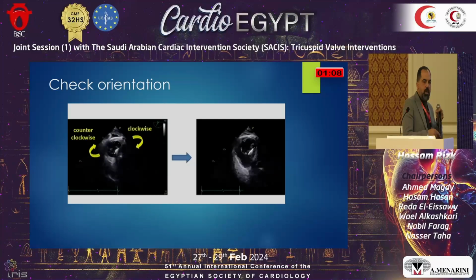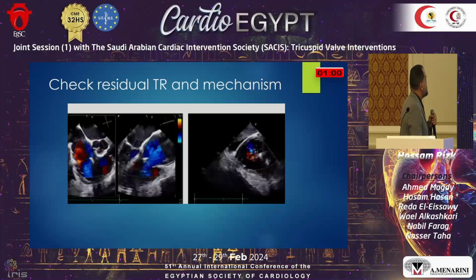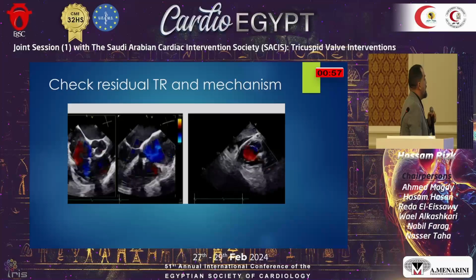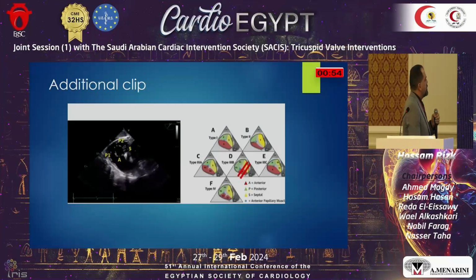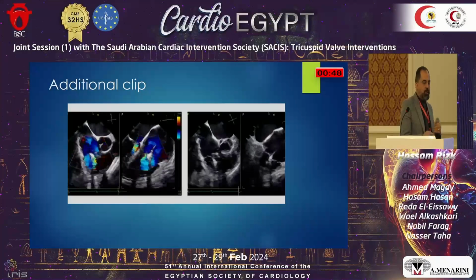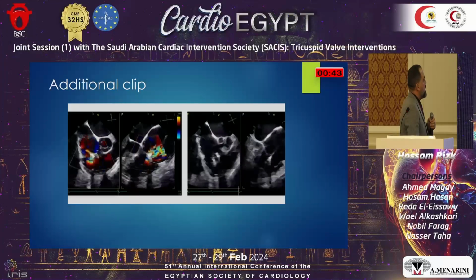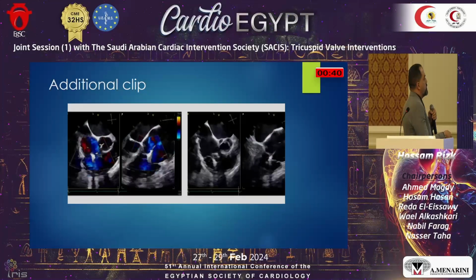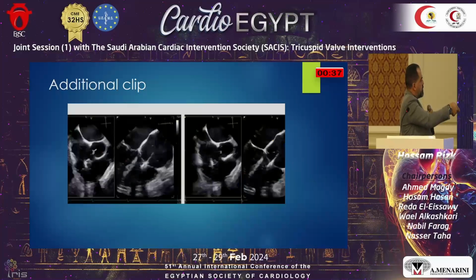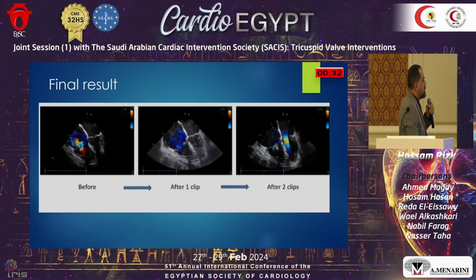and we manipulate it by clockwise and counterclockwise rotation so as to grasp both leaflets, and then we assess the residual tricuspid regurgitation after that. And in many cases, we have to add another clip, which is located just behind the anterior of the firstly deployed clip, as this view shows. And here the final result after putting 2 clips: before, after 1 clip, and after 2 clips.